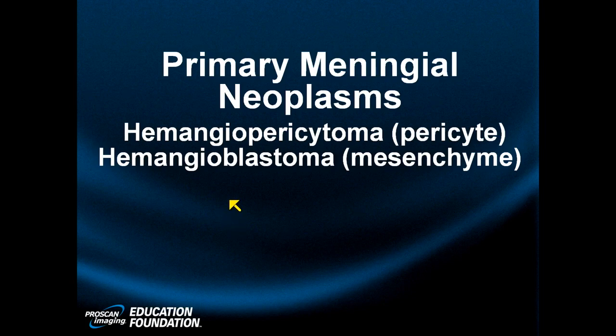There are other primary meningeal neoplasms. One is called the hemangiopericytoma. It arises from the pericyte of the blood vessel. It often has a much more perpendicular growth pattern going through the bone. Anytime you see a lesion that is meningeal going through the bone, that is not desmoplastic, not firm-looking, not gray-looking, think about hemangiopericytoma.